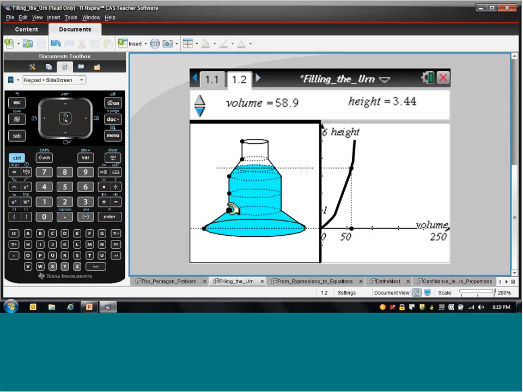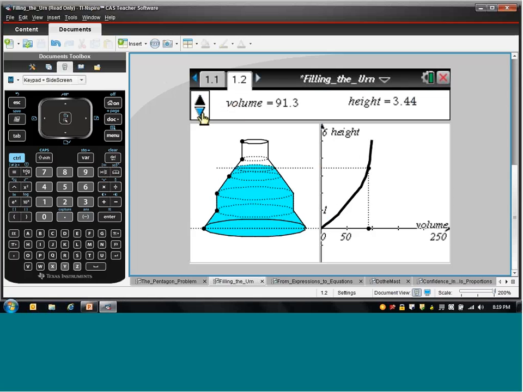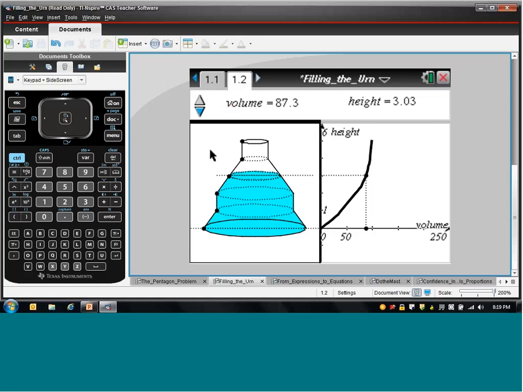So that raises a whole bunch of different and interesting questions that have to do with shapes of urns and shapes of graphs. For example, one could pose this question: is there a shape that would make that graph on the right perfectly linear? And I'll let you think about that a little bit.